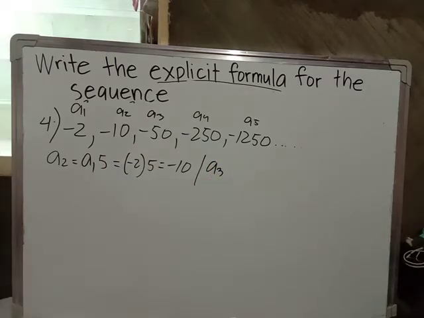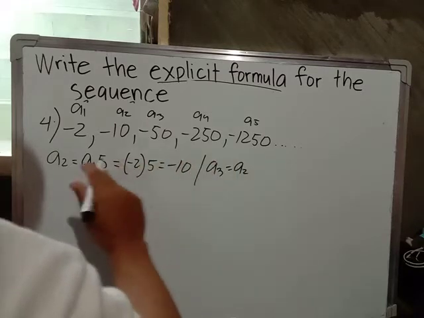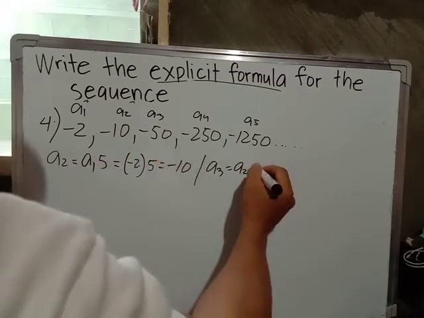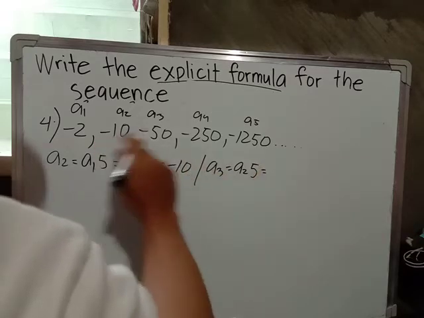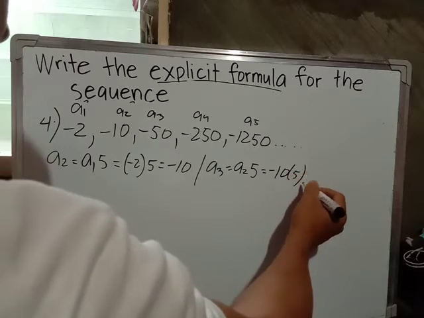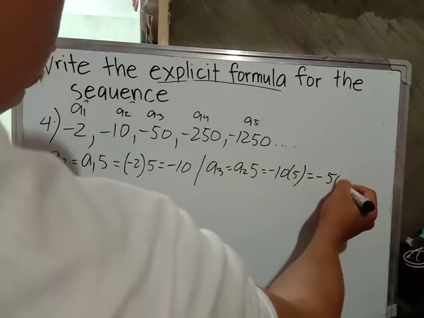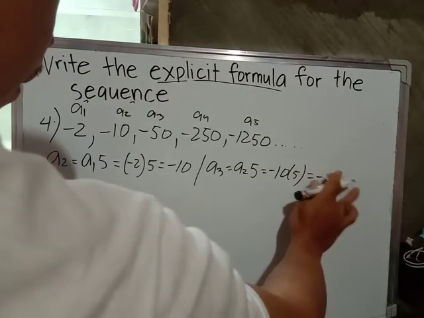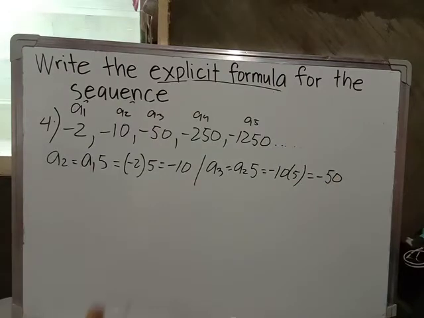Since E3, gamitin natin si E2. So, E3 is equal to E2, yung 5 pa rin natin. Try natin si yung 5 pa rin. So, E3 is equal to E2 natin, which is negative 10, times 5. So, negative 10 times 5 is negative 50. Negative 50. So, na-achieve natin yung E3 at saka si E2.